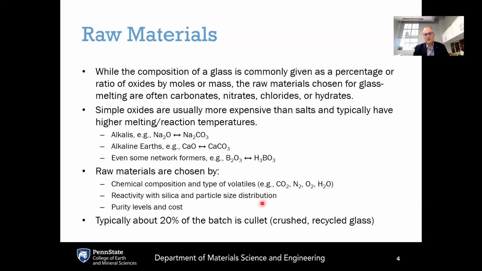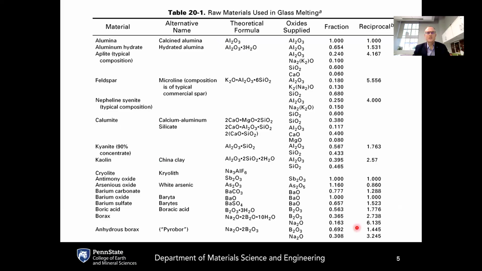We also need to choose raw materials based on their reactivity with silica and their particle size distribution. We need to make sure that it's not too coarse, because if the particles are too coarse, it won't melt properly. And if the particles are too fine, there's too much surface tension, which can get in the way of the wetting of those batch materials. And we need to make sure that they have suitable purity and suitably low cost. And as I mentioned, about 20% of the total batch by weight is cullet, which is crushed recycled glass, either coming from the recycling stream from outside of the factory or through internal cullet generation within the factory.